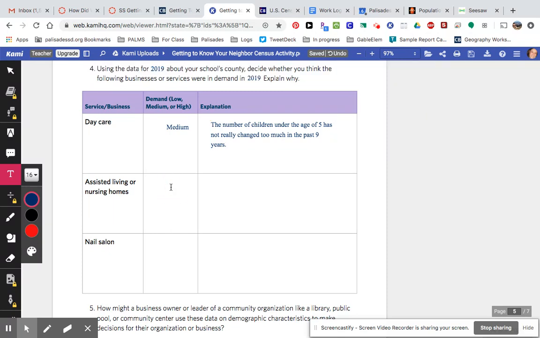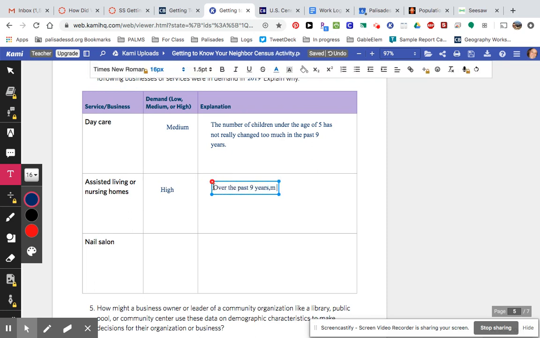Assisted living or nursing homes. I think that the demand there is very high. I think that over the past 9 years, there has been a significant growth in the number of people, I'll just say 65 plus. All right. And I think that absolutely would require more assisted living or nursing home facilities. And then you can look at nail salons if you want to.